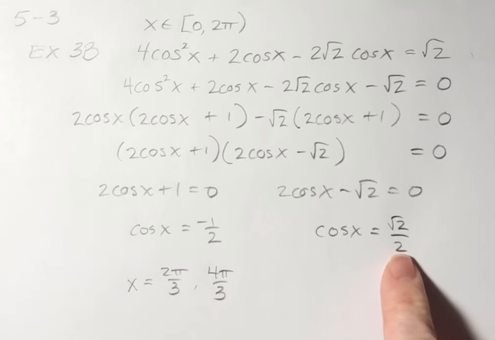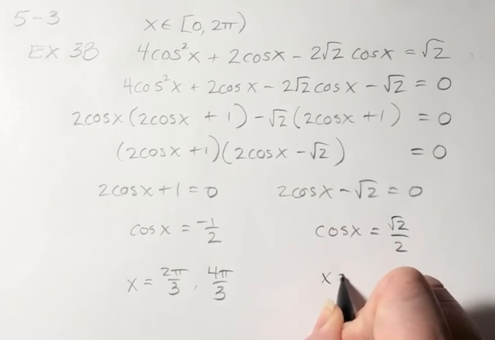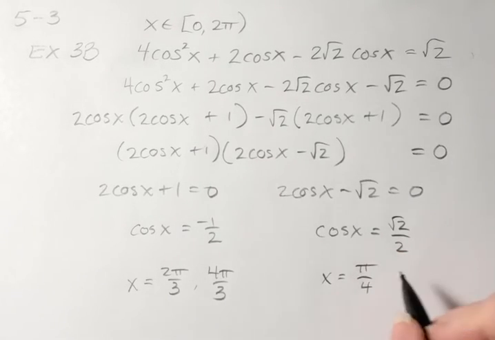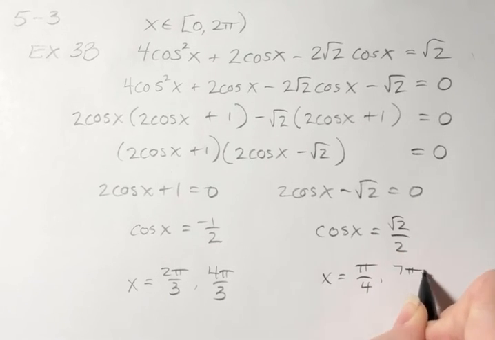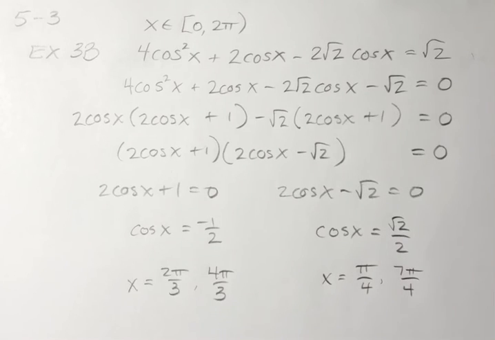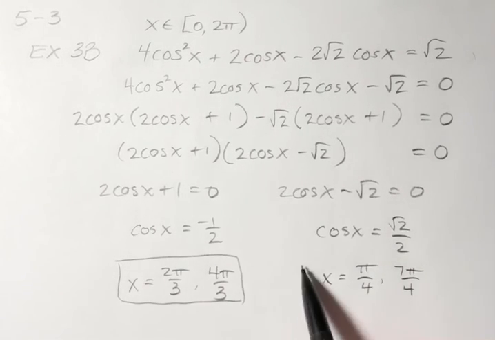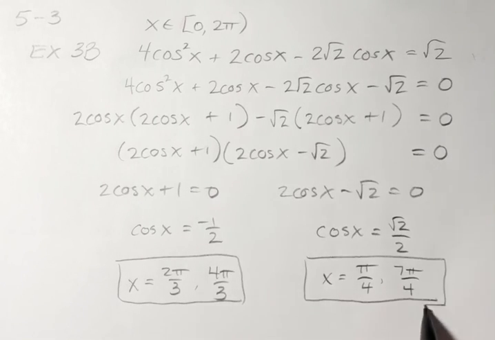Cosine is positive in quadrants 1 and 4. Where is the cosine equal to square root of 2 over 2? It's going to be at 45 degrees or pi fourths. And then in quadrant 4, you would be at 7 pi fourths. I have 4 potential solutions to that problem.